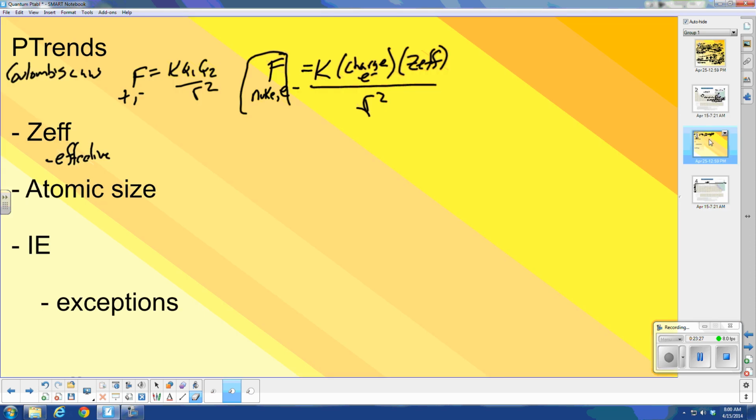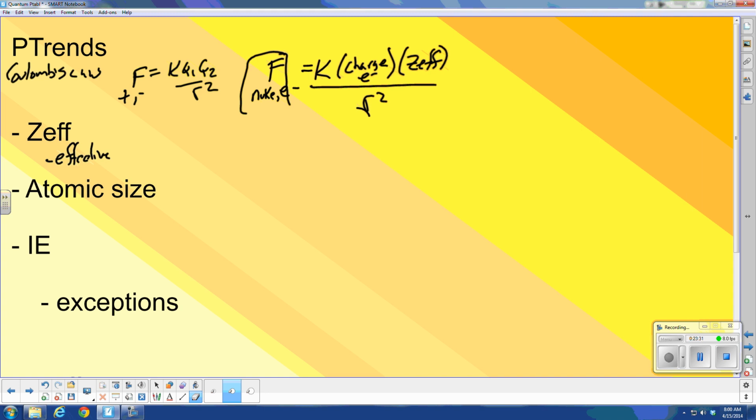Next, let's go back and take a look at atomic size. Atomic size is really going back to this. The stronger the force, the smaller the size. Got it? Good. So I think we can go directly to our trends.